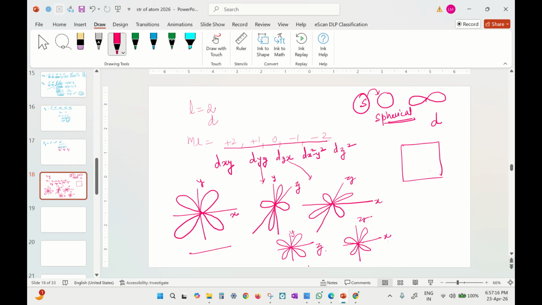Okay. Then comes dx square y square. These are very peculiar ones where the lobes are located on the axis line. In all the previous ones, the lobes were actually in between. Now the lobes are actually on the axis line. Is it okay? The dz square looks even more different. It's located on the z axis, and the majority of the lobe is located on the z axis. This is located on x and y. And there is a disk of electron density.